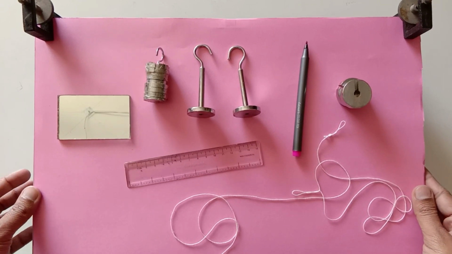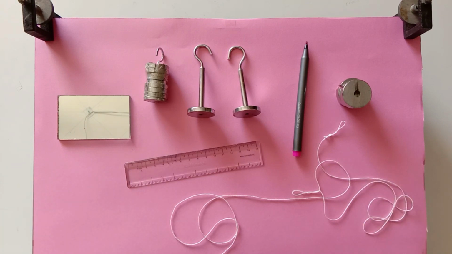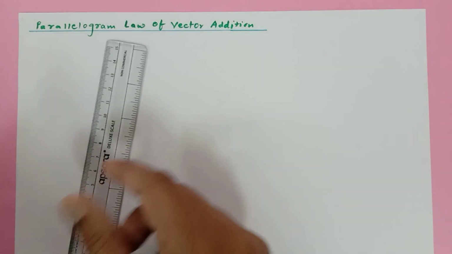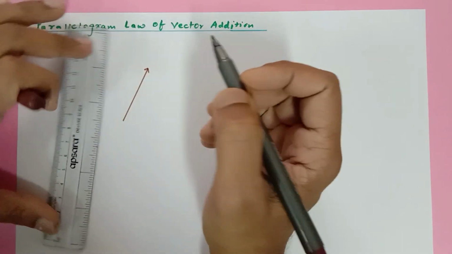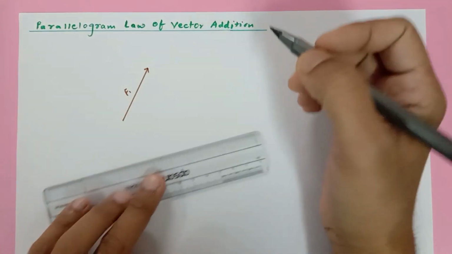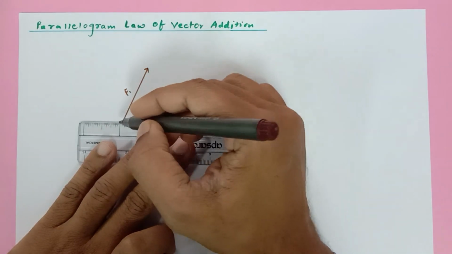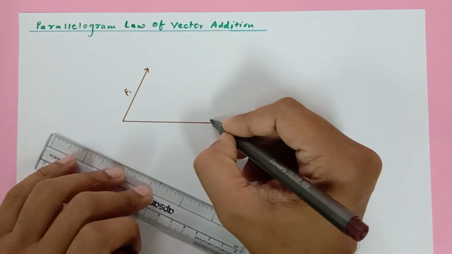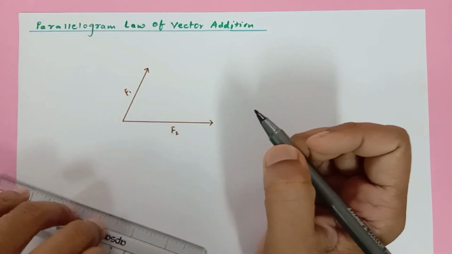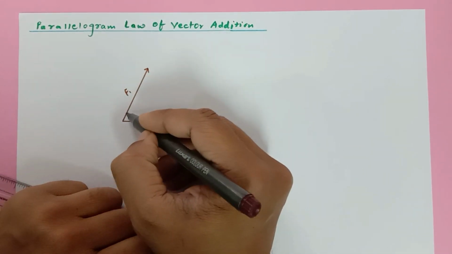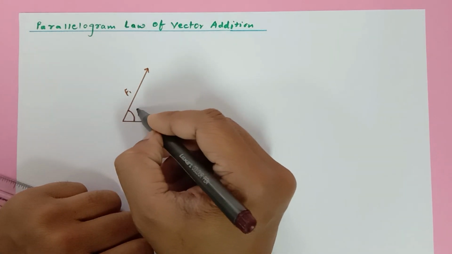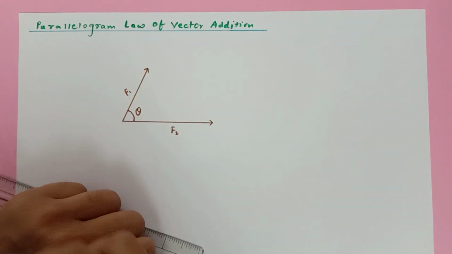Now let's have a look at the theory first before going into the practical portion. In parallelogram law of vector addition, I am going to take two vectors. This is, say, vector F1. The second vector is F2, and these are the heads of the vectors, and I have drawn them in such a way that their tails are joined together. Now the angle between both the vectors is theta.